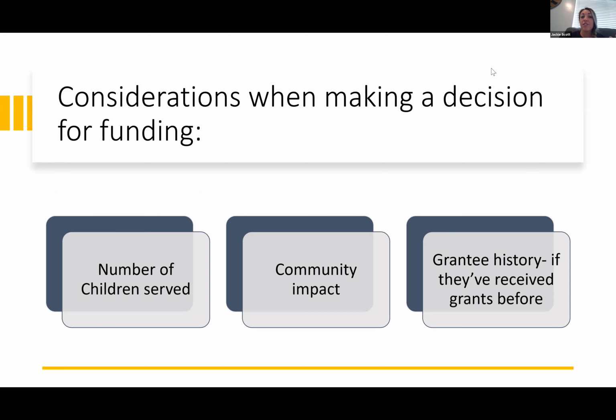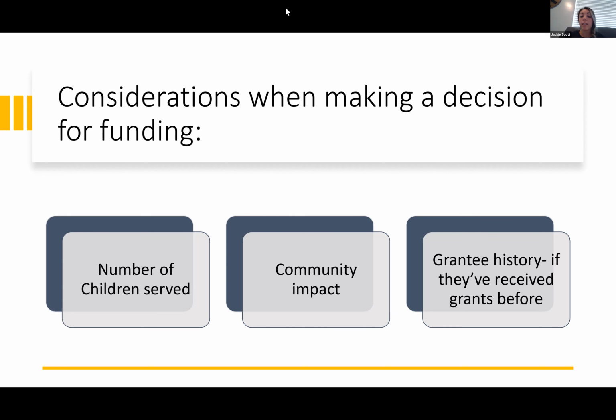So some considerations that we're thinking about when we're making a funding decision is how many children are being served. We want to get the biggest bang for our buck. So we want to make sure that whatever project you're doing, what's the impact and how many kids are benefiting, how many families are benefiting. These are things important for us to know when we're making a decision. And then we're also looking at the community impact. So what is the benefit of this to our community? What kind of impact is it going to make?